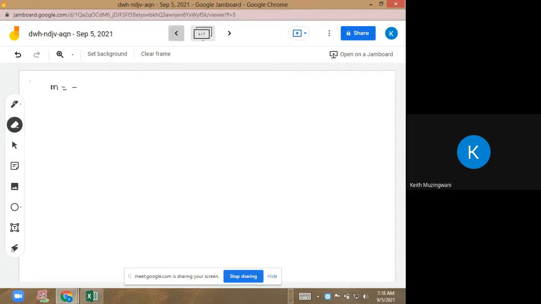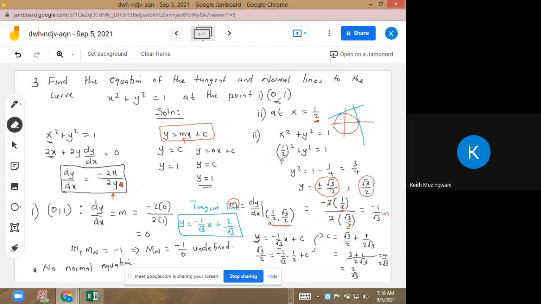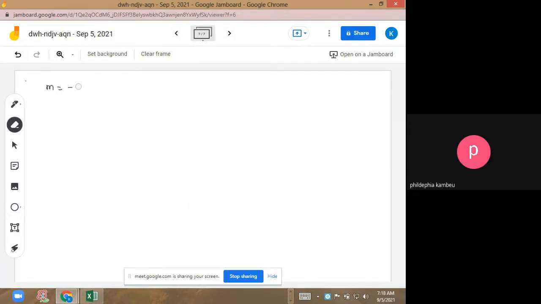Let's be sure. The m was negative 1 over root 3, 1 over root 3. This is the m at which point? At the point half, comma, root 3 over 2.